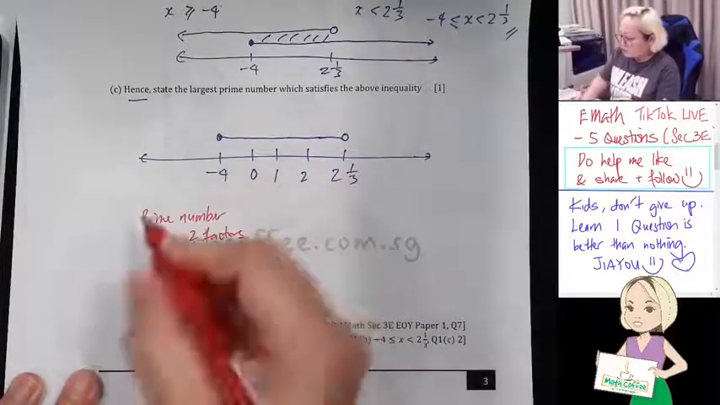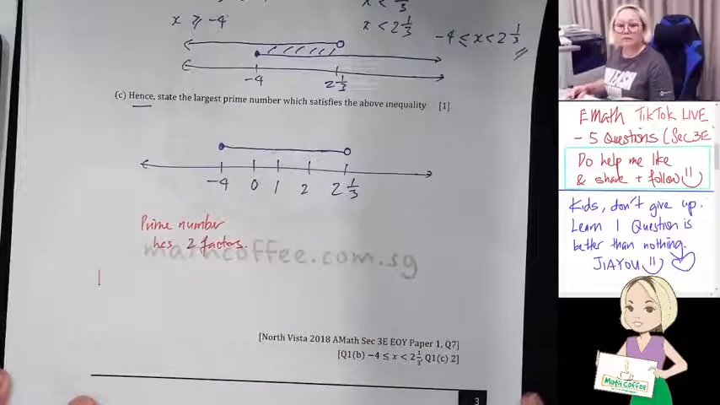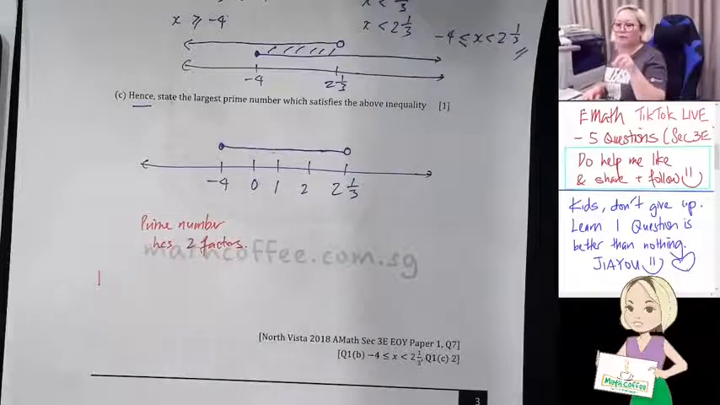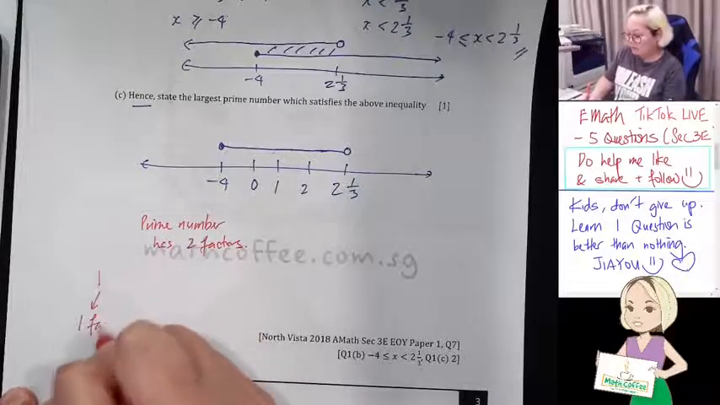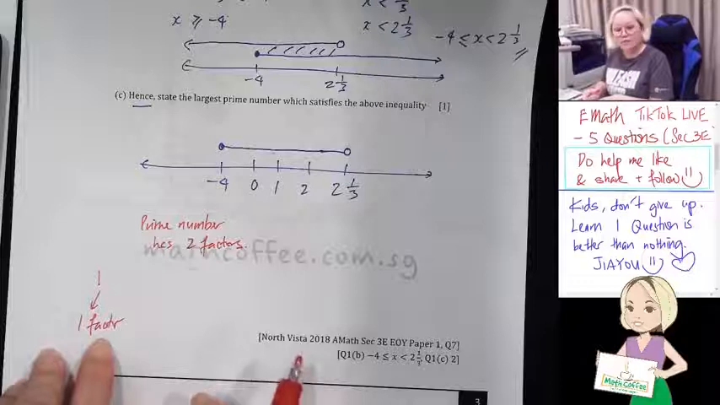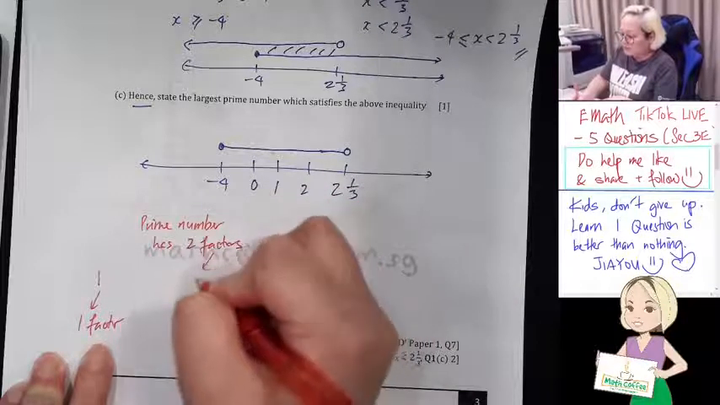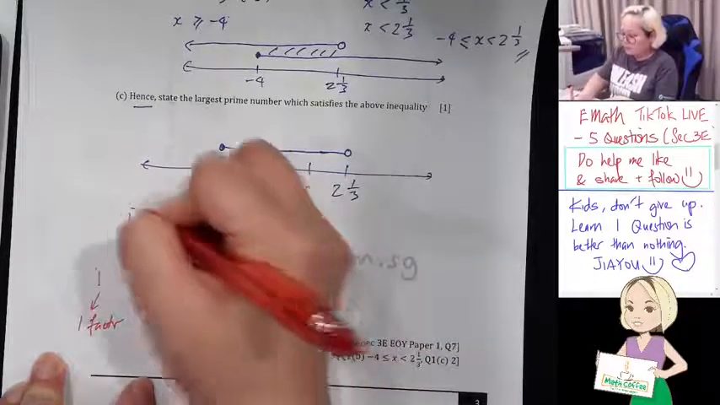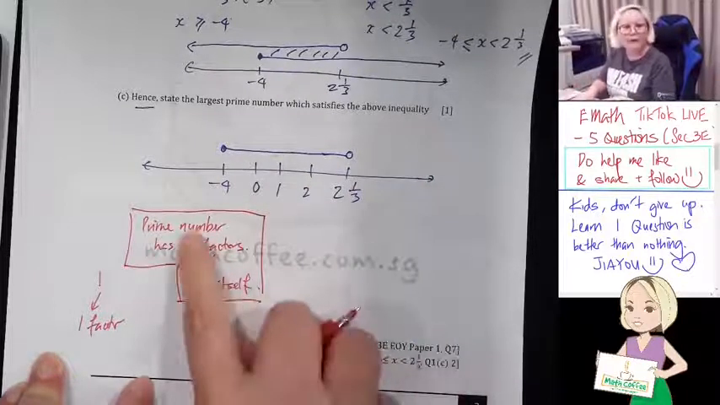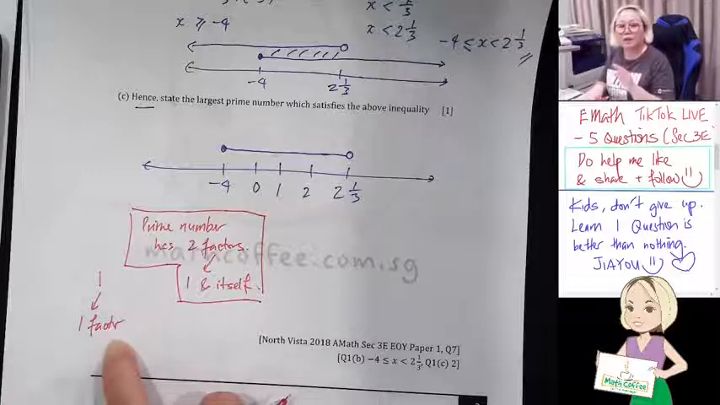Okay, so I ask you 1. 1, no, Ken, 1 is not a prime number. 1 is not a prime number because 1 only has 1 factor, so it doesn't fulfill 2 factors. A prime number has 2 factors, the 2 factors being 1 and itself. So this is the property of a prime number. So 1 only has 1 factor, so it doesn't fulfill. So 1 is not a prime number.